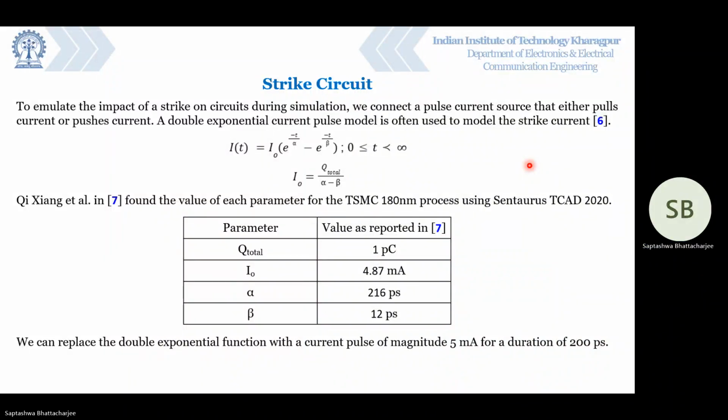The overall phenomenon of a radiation strike on a circuit can be modeled using the double exponential current pulse, wherein I0, alpha, beta, and Q total are fitting parameters. The values of these parameters have been mentioned in the reference specified over here. Now for the TSMC 180 nanometer process, the values of these parameters are given over here. Q total is 1 picocoulomb. I naught is around 5 milliampere, and alpha minus beta is roughly 200 picosecond. So this complex double exponential current pulse can rather be replaced by a simpler version wherein a constant current of 5 milliampere flows for a 200 picosecond duration, which ensures that a charge transfer of 1 picocoulomb happens during this radiation strike.